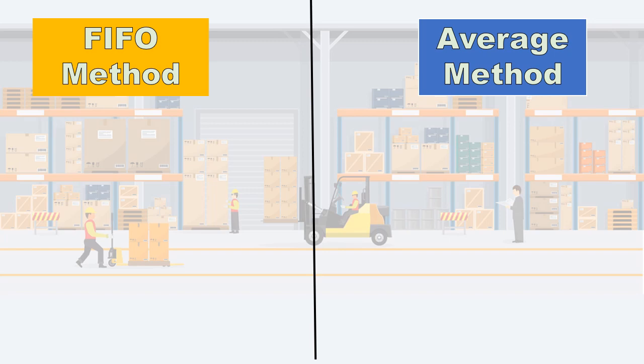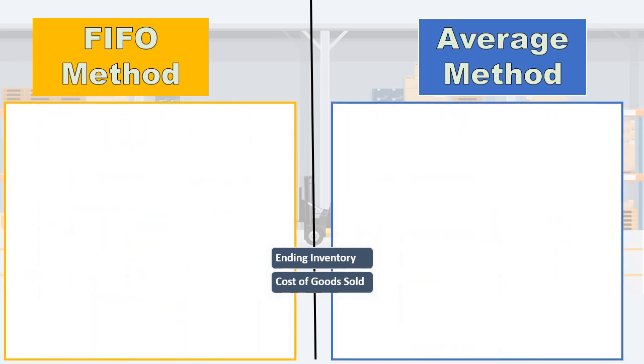So, gawa tayo ng example para ma-recall natin kung paano kino-compute ang FIFO method at ang average method. So, sa merchandise inventory, ang pinaka-goal talaga natin under FIFO method and average method is actually the computation of the ending inventory and the computation of the cost of goods sold. Kasi ito yung magde-determine kung magkano ilalagay natin dito sa mga account na to. So, let's have an example.